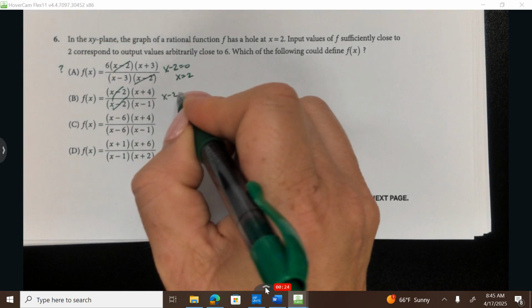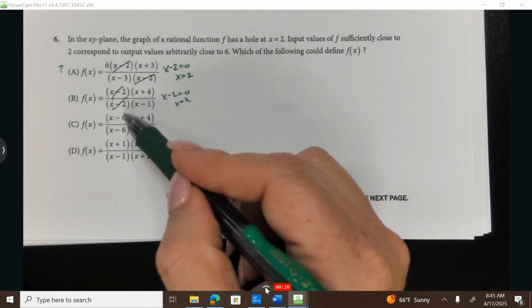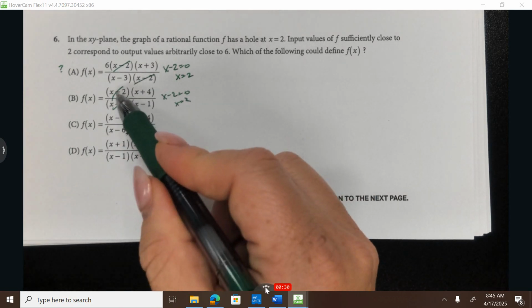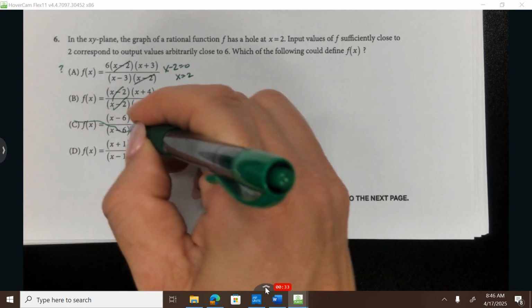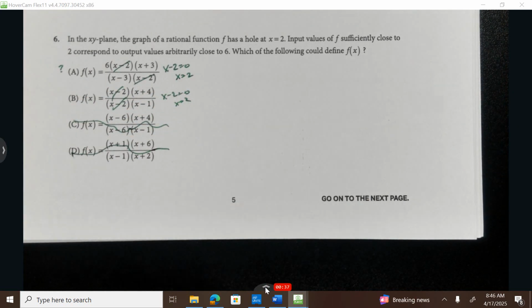This is also a potential answer. We can see I'm not able to eliminate or simplify any groups of x minus 2 on the top and bottom. I can eliminate C, and the same goes for D. So I have a 50% chance of getting this right.